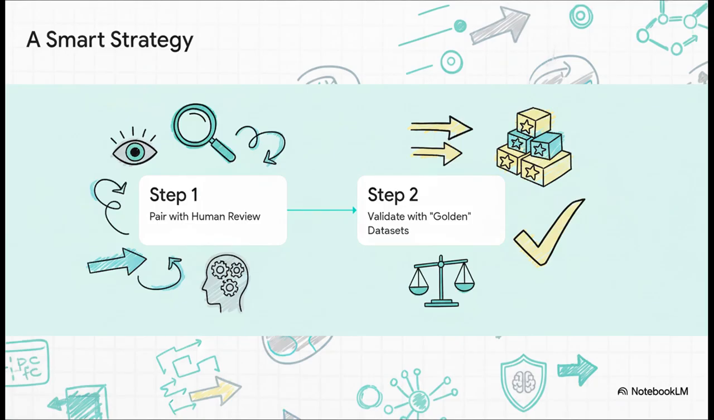Step one, you have to pair it with human review. Get real people to spot check that synthetic data. This is your absolute first line of defense against generator bias and just plain low-quality tests. Then, step two, validate with golden datasets. These are your small, meticulously handcrafted, super high-quality benchmarks. They're your source of truth. They make sure your model isn't just getting good at passing the fake tests.